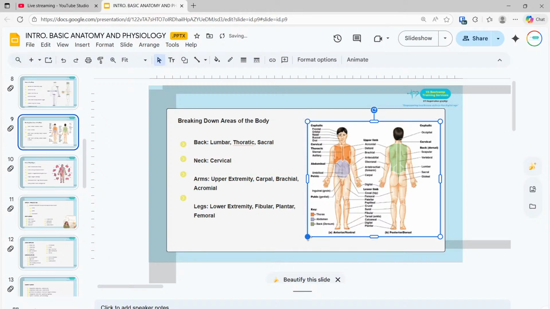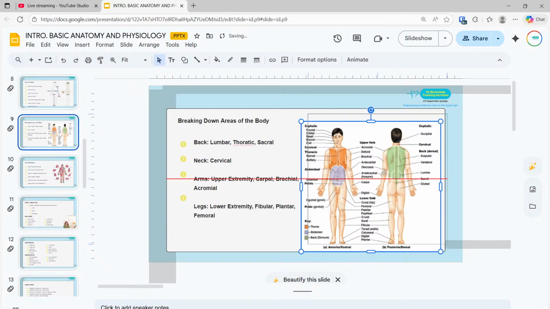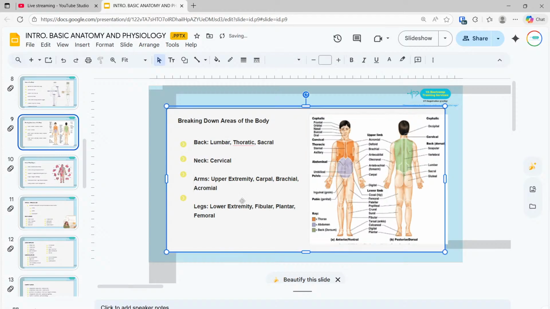All right. Breaking down the areas of the body. So we have here the back, or the lumbar. We have lumbar, thoracic, and sacral. Okay, this is the back portion: lumbar, thoracic, and sacral. And then for the neck, we have cervical. And then for the arms, we have upper extremity: carpal, brachial, and acromial. Right? And then for the legs, we have lower extremity: fibular, plantar, and femoral.